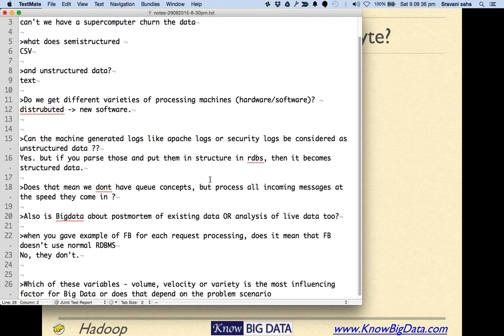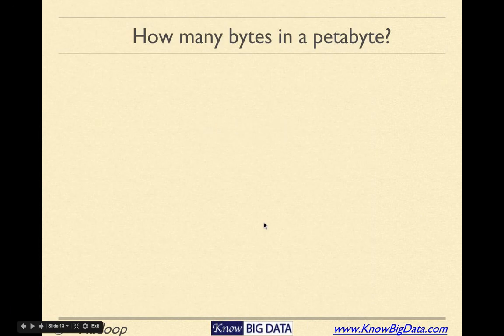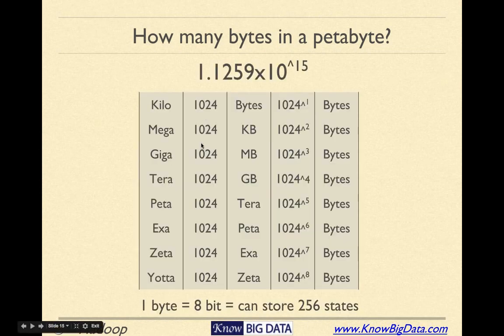Now there is a question I would like to answer. Yeah, it is around 10 to the power 15. So a petabyte is 1024 times 1 terabyte, and the way you can remember is this way. Kilo, mega, giga, tera, peta, exa, zeta, yota, and everything is a 1024 multiple of the other one. And 1 byte is 8 bits and can store 256 states.